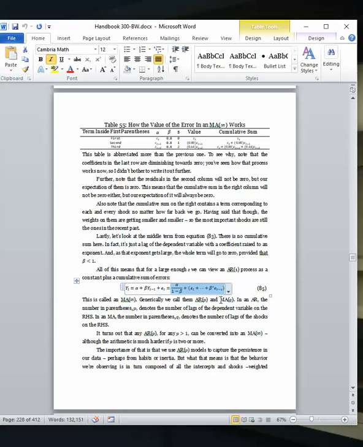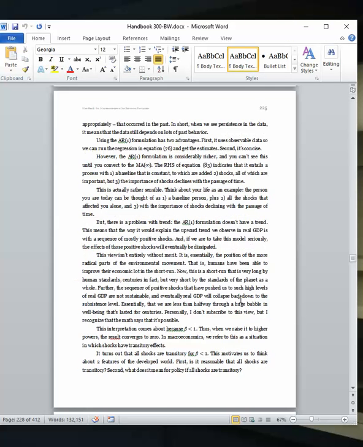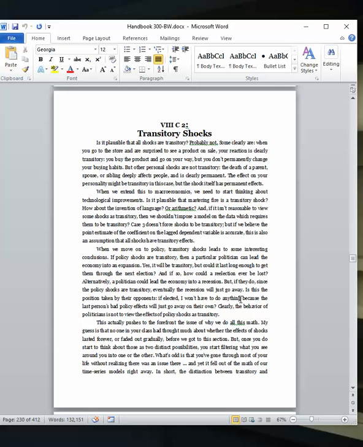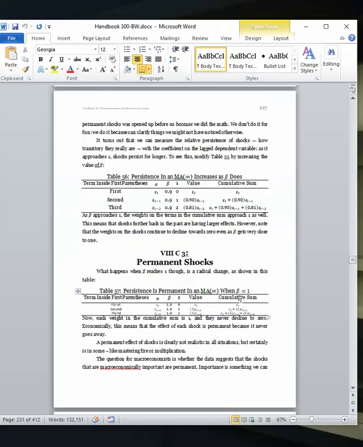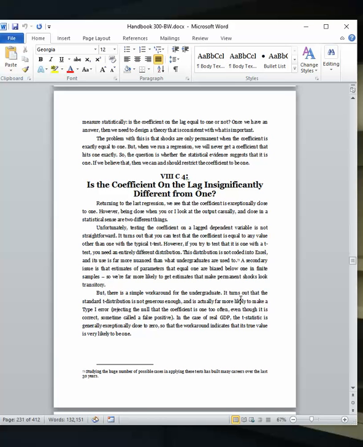The thing is, in the case where beta is actually equal to 1, those shocks never fade out. So if beta is less than 1, the shocks fade out, and the word we use for that is transitory. If beta is equal to 1, the shocks never fade out, and the word for that is permanent. So going forward 2 pages, we have a section on transitory shocks, and then a section following that on permanent shocks.